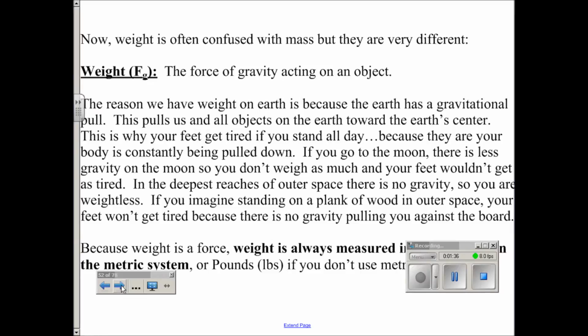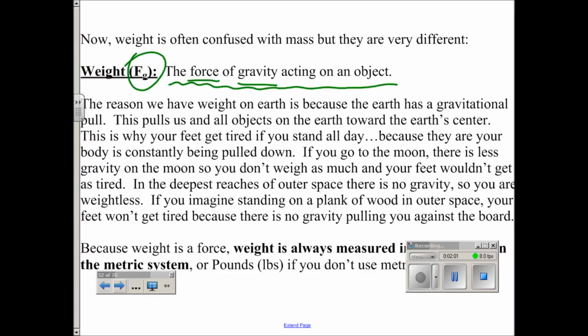Okay, so weight. Weight is often confused with mass, but they're really very different things. So here's the definition of weight. The definition of weight is the force of gravity acting on an object. And for that reason, the symbol for weight is not actually a capital letter W, but instead it's capital F lowercase g, which stands for force of gravity.